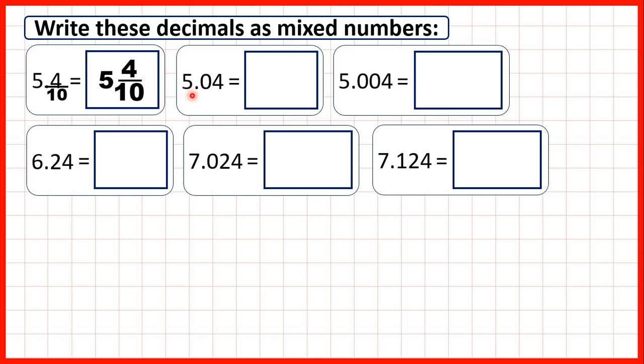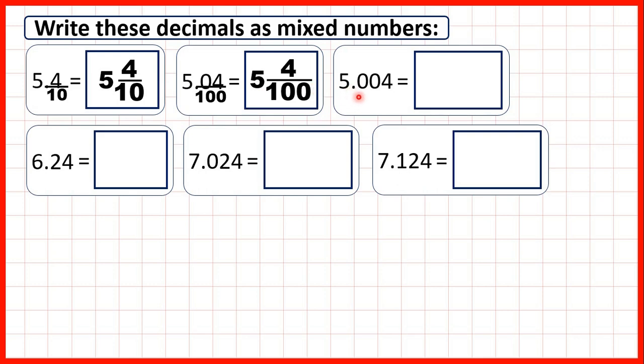Now we have 5.04. Remember, the second digit after the decimal point is the hundredths digit. So if we have two digits after a decimal point, what we can do is draw a line across from the decimal point and write a denominator of 100. So 5.04 is the same as 5 4/100.